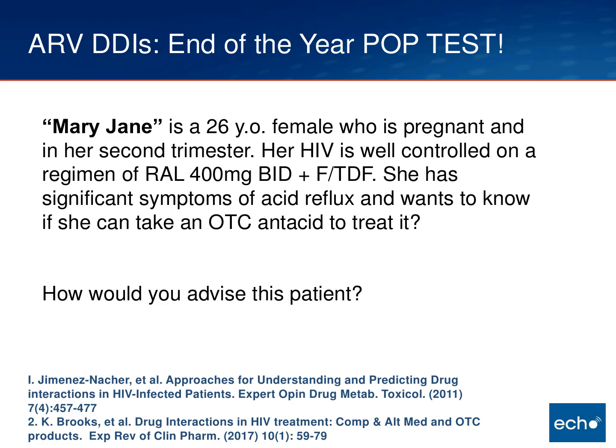The first case is Mary Jane. I think everybody's going to make 100 for sure. She is a 26-year-old female. She's pregnant, in her 2nd trimester. Her HIV is well controlled on twice daily raltegravir and FTDF, and she has significant symptoms of acid reflux, and she wants to know if she can take an OTC antacid to treat it. So how would you advise this patient?